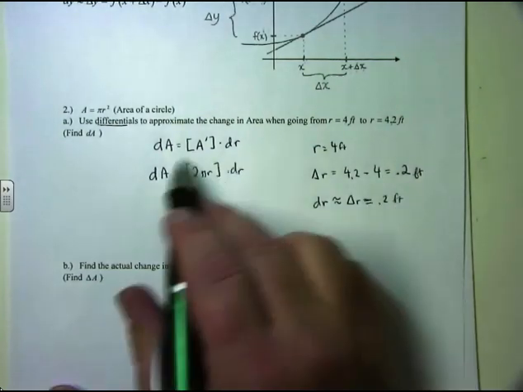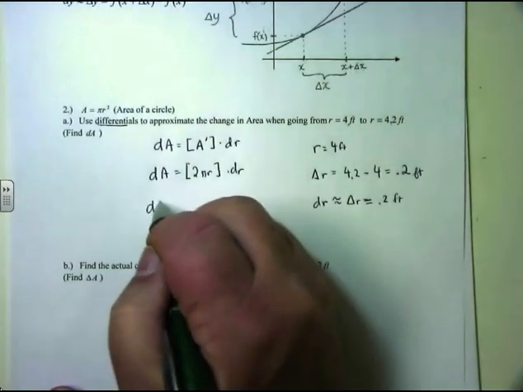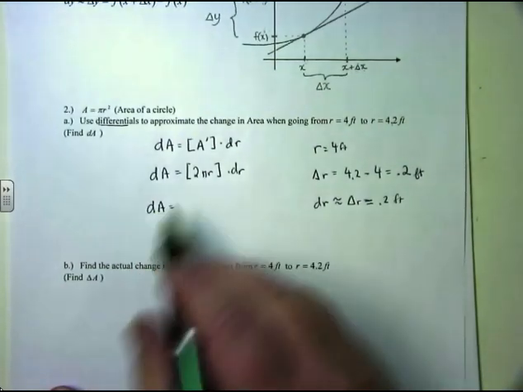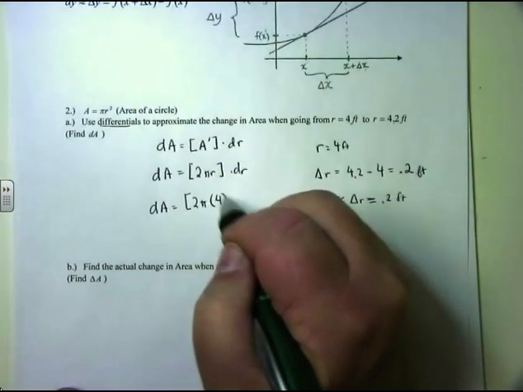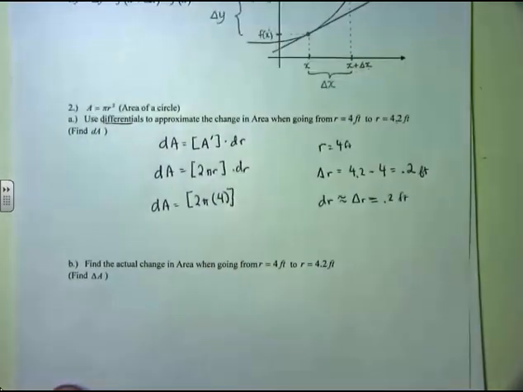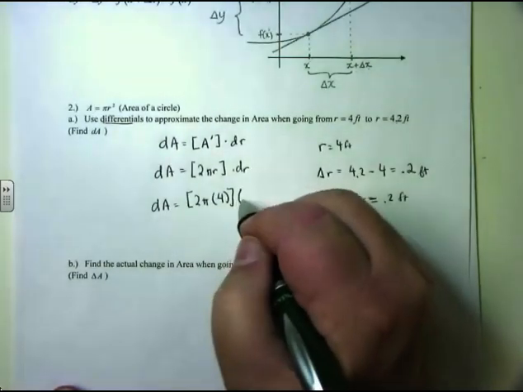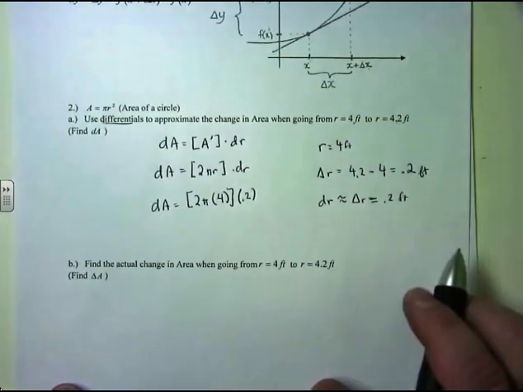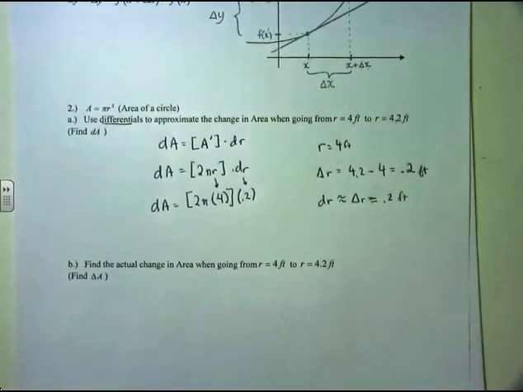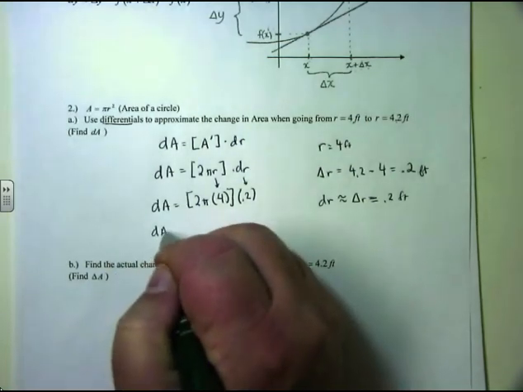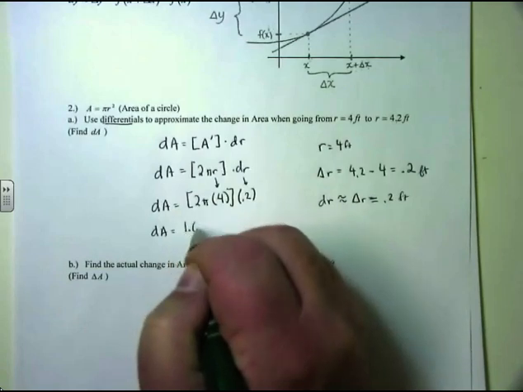So I'm going to plug all that information in here, and I get my differential being equal to 2 pi R, and R was 4, times dr, and dr is 0.2. So it's a literal plug and chug here once you get this information. So let's clean this up here. I got 2 times 4, which is 8, times 0.2, which is 1.6. So for you math fans out there, dA would be 1.6 pi.